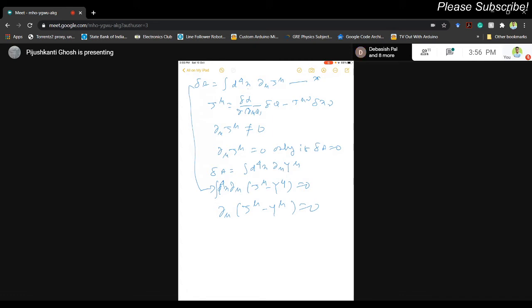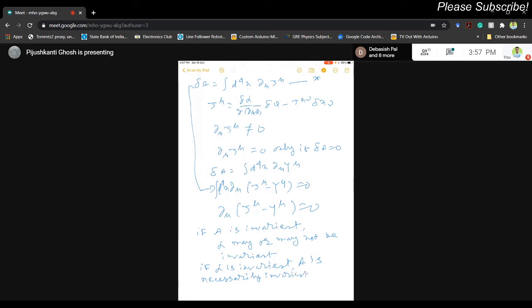Okay, A is invariant. If A is invariant, lambda may or may not be invariant. On the other hand, if lambda is invariant, A is necessarily invariant.